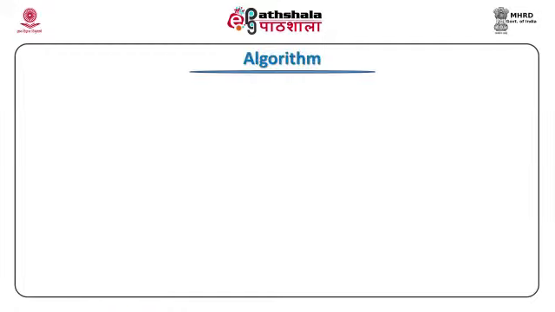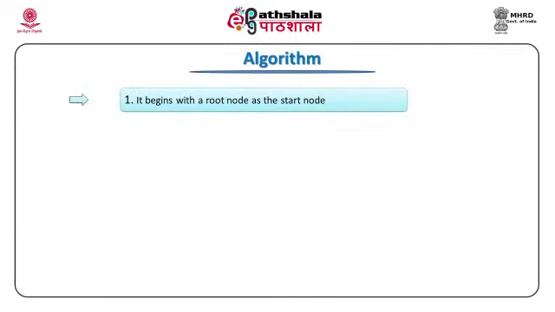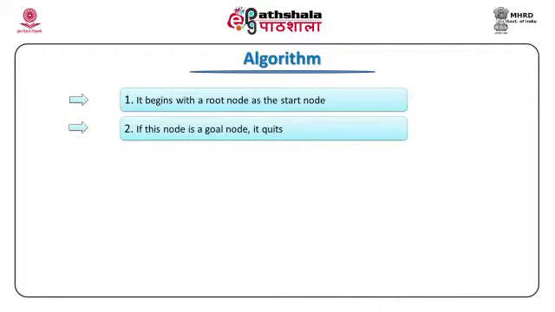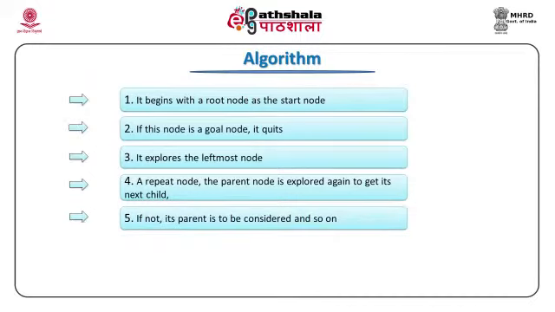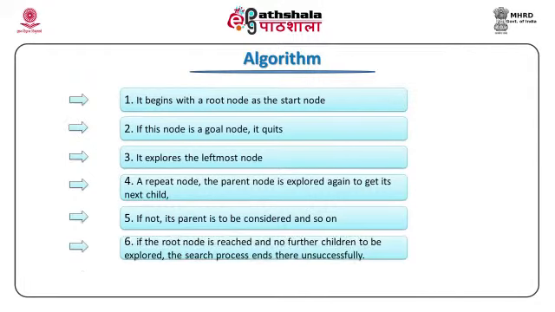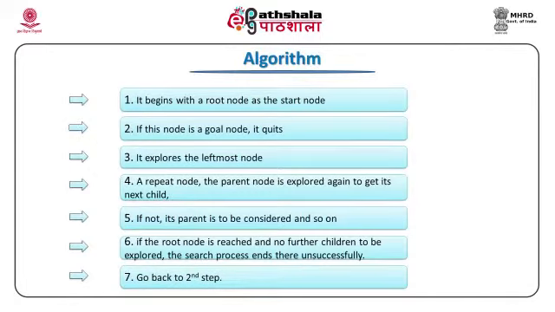The algorithm is simple. It begins with the root node as the start node. If the node is a goal node, it quits. It explores the leftmost node; if it is a repeat node or dead end, it will try the right. The parent node is explored again to get its next child. If that parent cannot produce a next child, the parent's parent is taken up. If the root node is reached and no further children are to be explored, the search process ends there unsuccessfully. We cannot proceed further; we don't have any move to go forward. All nodes are explored, so there is no solution. Otherwise, we go back to the second step and start all over again.